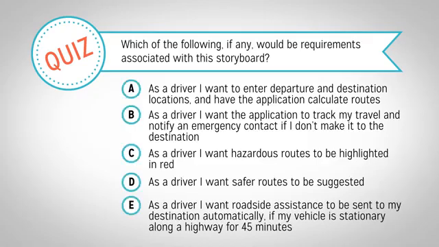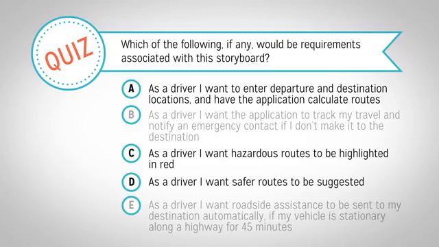From this storyboard, we can see that routes are calculated based on provided departure and destination locations. High-risk routes are highlighted in red, and safe routes are suggested. Therefore, A, C, and D are the correct answers. B and E may be features of the application, but they are not depicted in this particular storyboard.